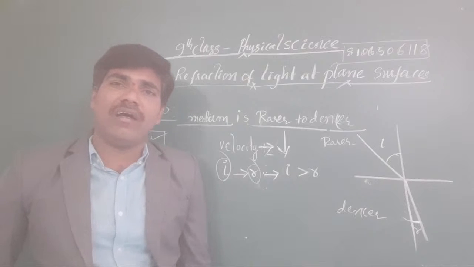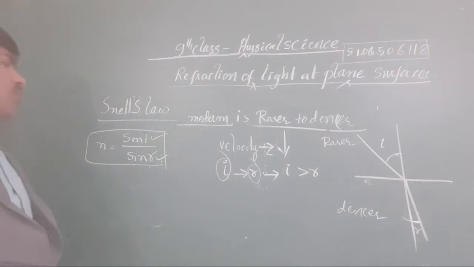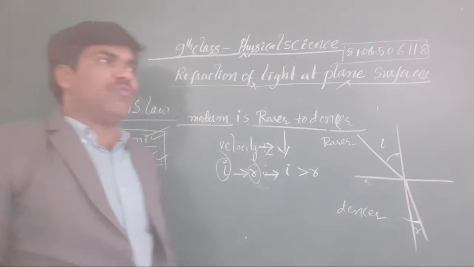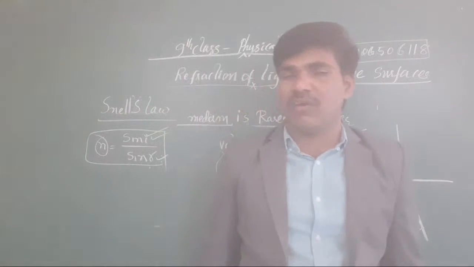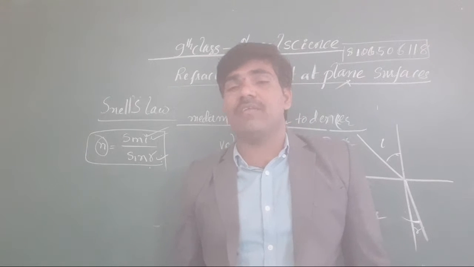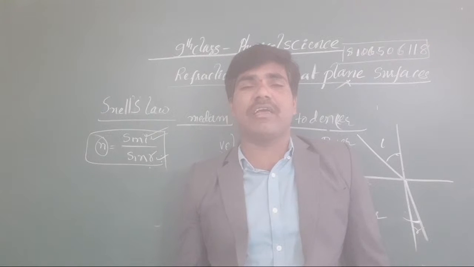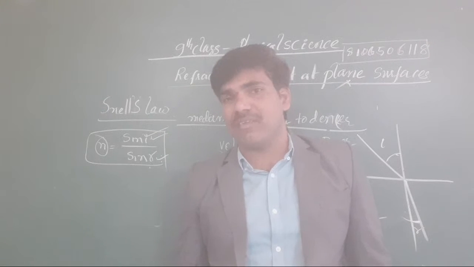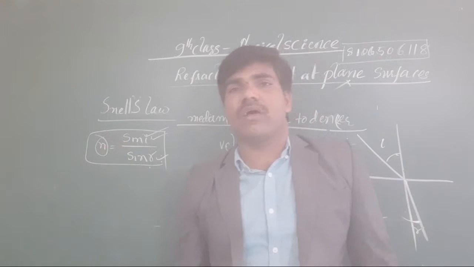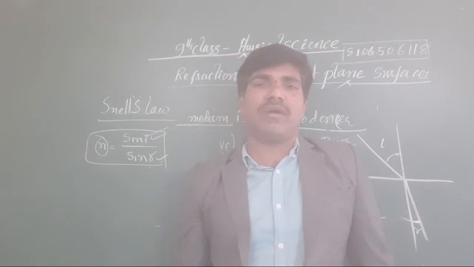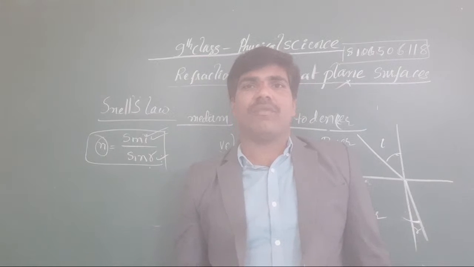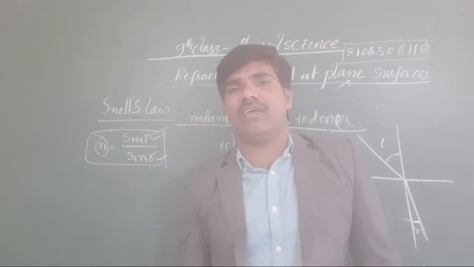What is Snell's law? Snell's law is taken as mu, otherwise n, is equal to sin i by sin r. The ratio of the sines of the incident angle and refracted angle is equal to the refractive index of the material involved. Clear or not, all the students? This is about our experiment and the outcomes of Snell's law. About Snell's law, we are going to discuss later, because revision is required.